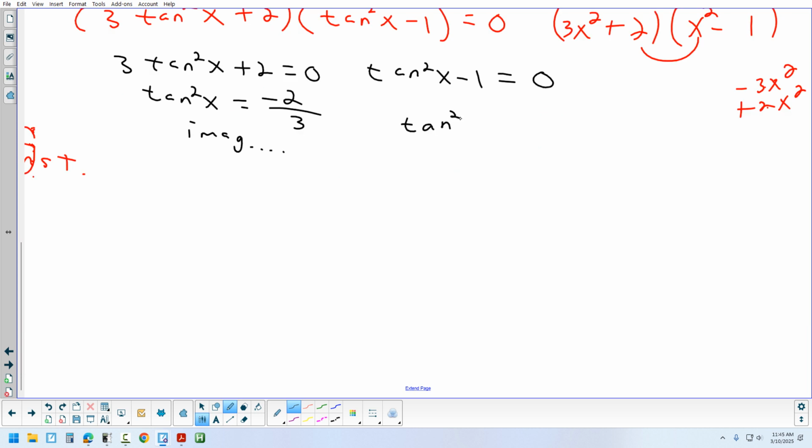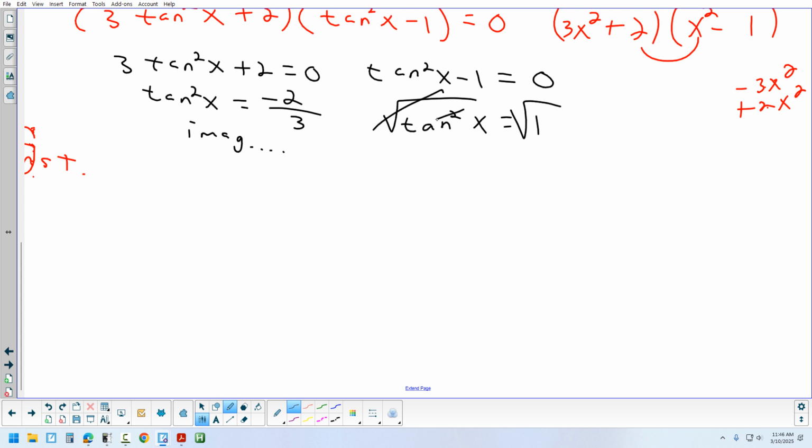What will tangent squared x equal? 1. What kind of number is 1? A nice number. How about, well, what's your next step? Take the inverse. Oh, you square root it. Square root of 1 is 1, and 1 is a positive number, so we can take the square root of that. So when you take the square root, okay, that's gone.